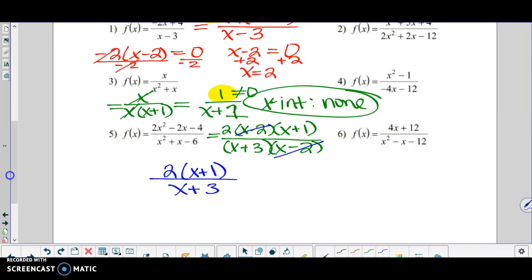But we don't really have 2. We actually only have how many? 1. So if I set this numerator equal to 0, what is x going to equal? The 2 has nothing to do with it. So if I set x plus 1 equal to 0, what do you get? -1. So what's my x-intercept at? If x equals -1, it's at -1 comma what?